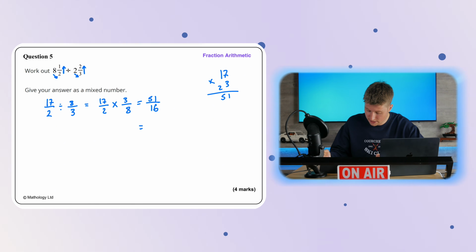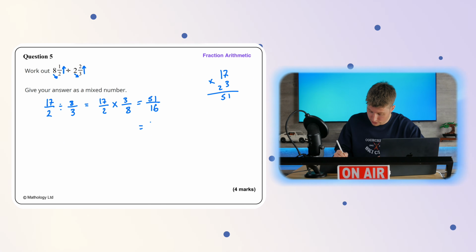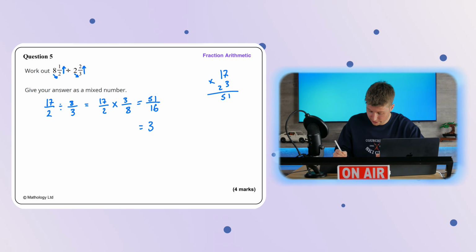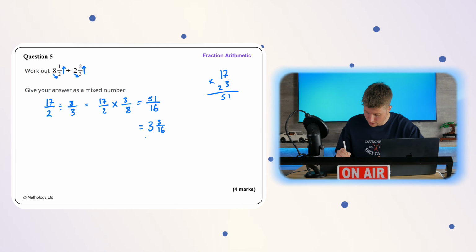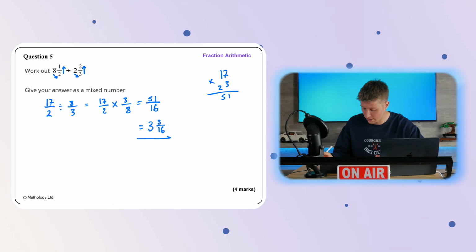Then we think, how many 16s fit into 51? So there's 3 16s that fit into 51, because 3 times 16 is 48. And then therefore there's 3 remaining over the original denominator of 16. So the final answer is 3 3/16.